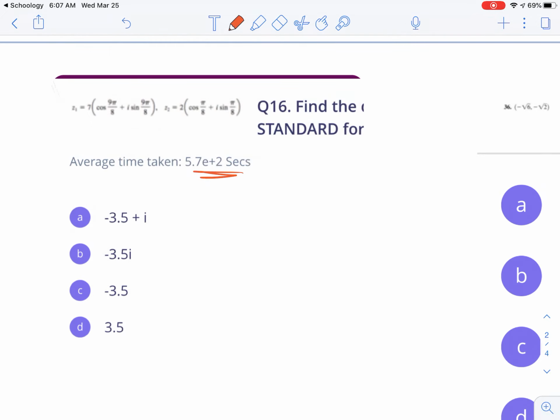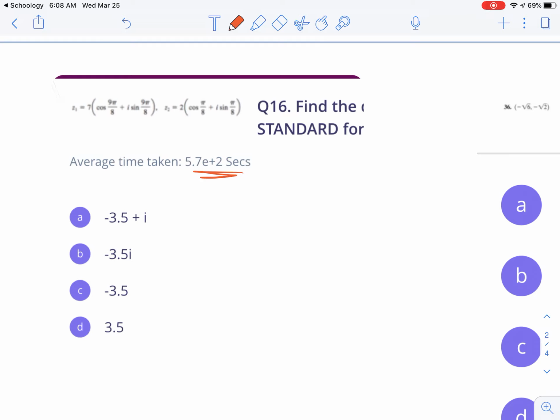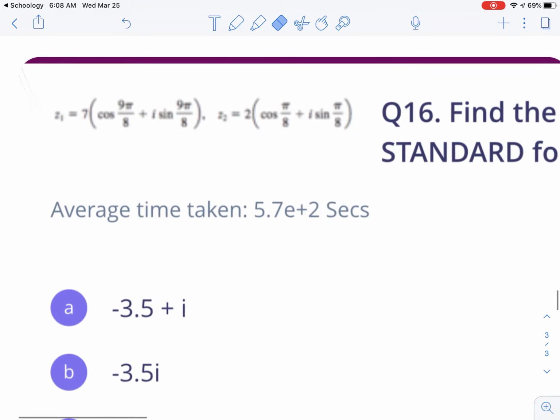Not sure what that means for the average time taken. I think that's a typo. I don't know. But anyway, I'm thinking it's like 0.5, 5.7, and I think they're saying times 10 to the, no, that couldn't be right, 570 seconds. I don't know. Anyway, again, shocked by this one.